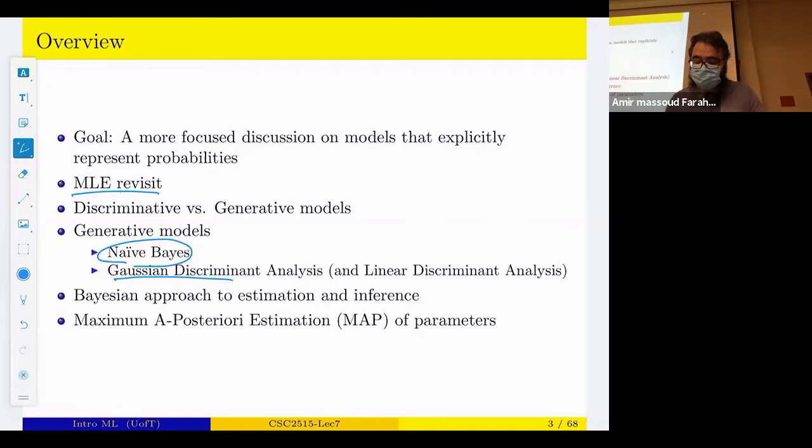And then I also talk about the Bayesian approach to estimation and inference, so learning and inference. And I talk about maximum a posteriori estimation, or MAP, of parameters as a way of approximating Bayesian inference. If these don't make much sense, except the MLE part, that's natural. I mean, we're supposed to learn it.